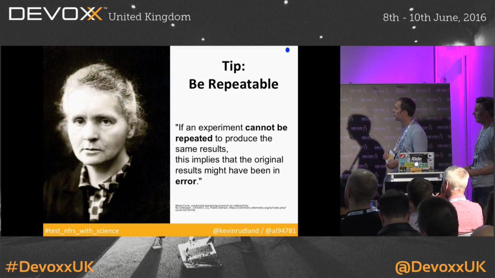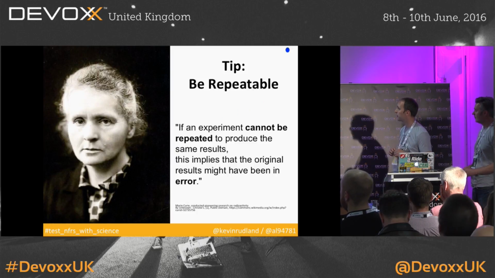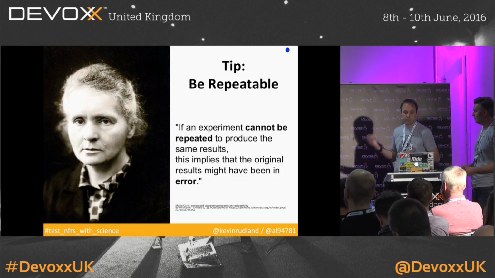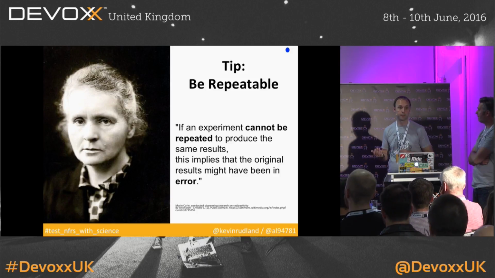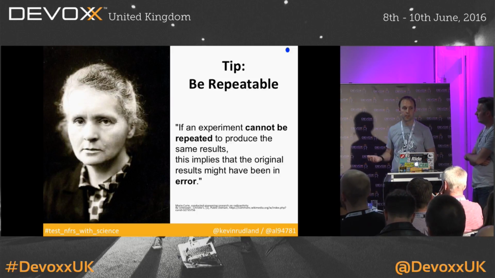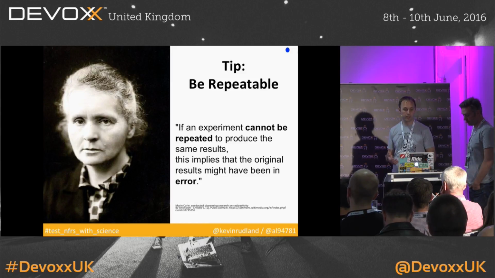So the first one is be repeatable. If an experiment can't be repeated to produce the same result, it basically implies your original results might have been an error. So this is basically tied to falsifiability. If you can't falsify it and repeat it, then it's kind of worthless. Fortunately, in IT, we have lots of automation. Most of our stuff is software. But sometimes it's really, really hard to do this.